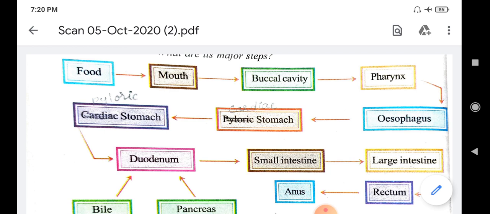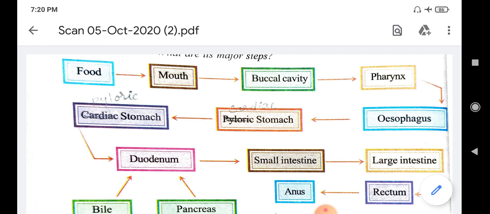So here, pharynx is a common passage for the food and the air. Larynx is the voice box, and pharynx is a common passage for food and air. And here in the pharynx there is a flap-like structure called the epiglottis that will prevent the entry of the food material while the air is passing through the pharynx.